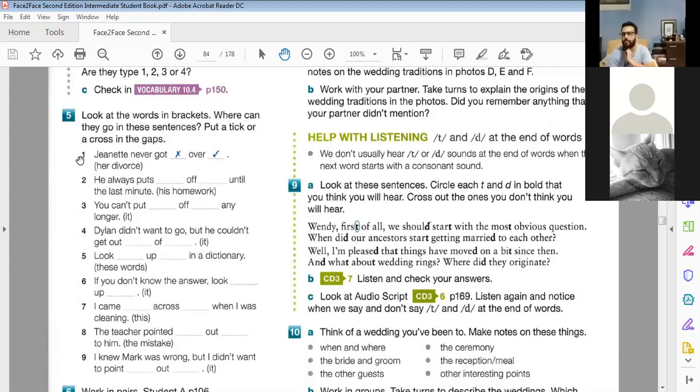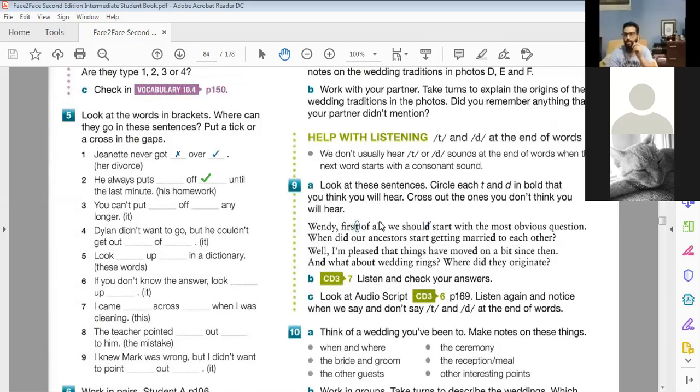He always puts off his homework until the last minute. Okay, so he always puts off his homework. So this means we can use it like this. Can you do it the other way? He always puts his homework off until the last minute. Is that right or is it wrong?